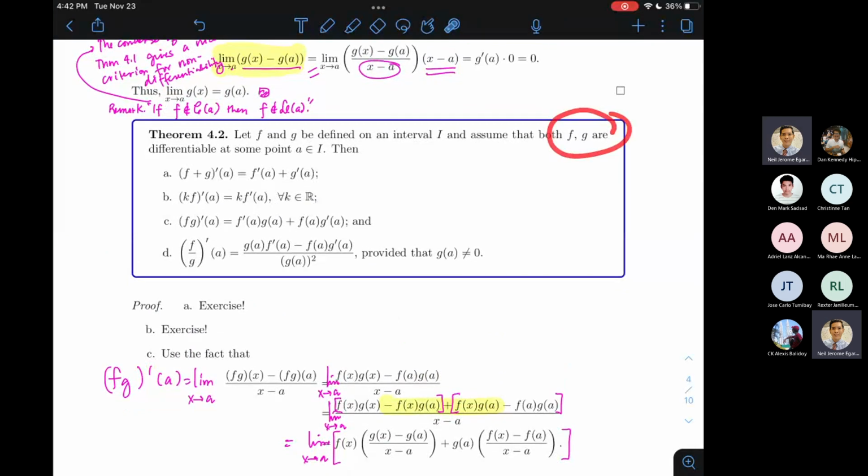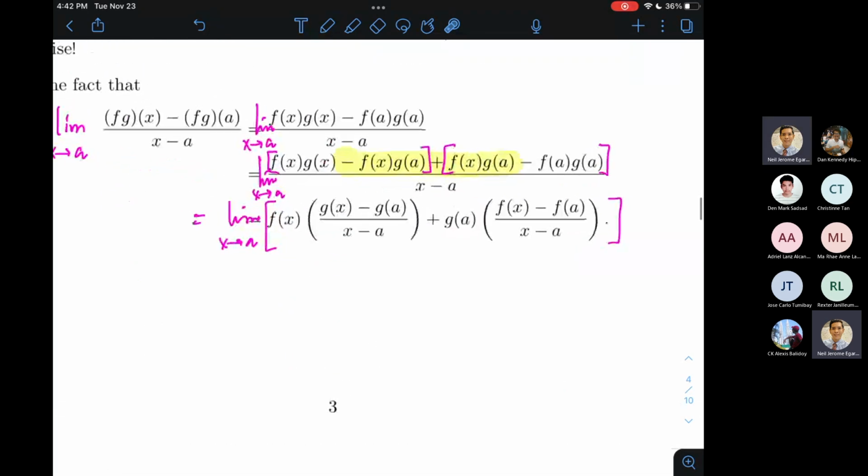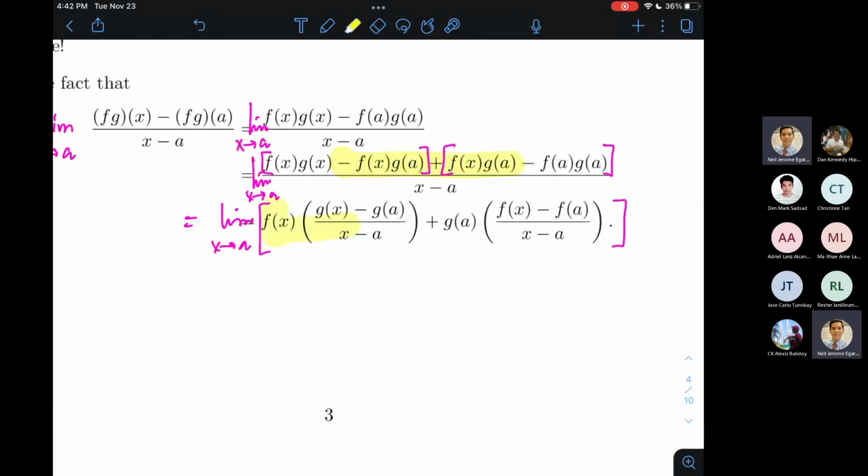Okay, f and g are both differentiable. So kung siya ay differentiable, alam natin siya ay continuous. Pag continuous, nag-exist yung limit at yung limit ay yung function value lamang. So pag kinuha ko yung limit nitong first term, okay, ang limit ng f of x as x approaches a ay equals sa f of a kasi nga si f ay continuous.